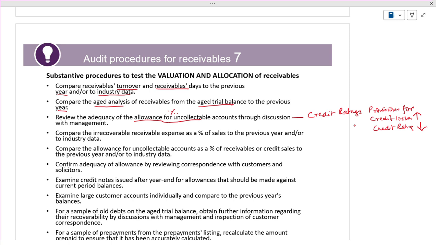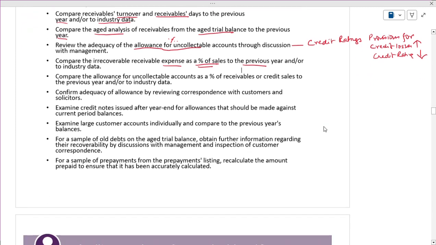Compare irrecoverable debts expense as a percentage of sales. Again we can say how much the losses are from the previous year to the current year, and compare to the industry data. Percentage of irrecoverable receivables to the percentage of sales. Compare the allowance for uncollectible as a percentage of receivables: percentage of irrecoverables to sales, percentage of allowance to the receivable.